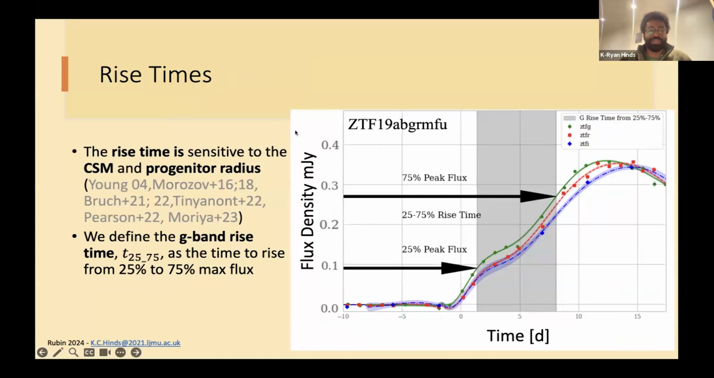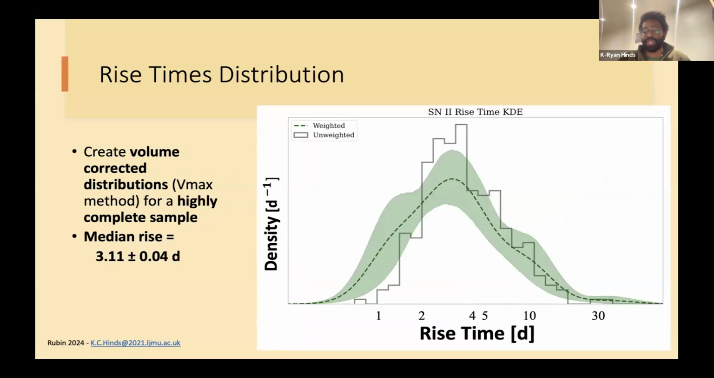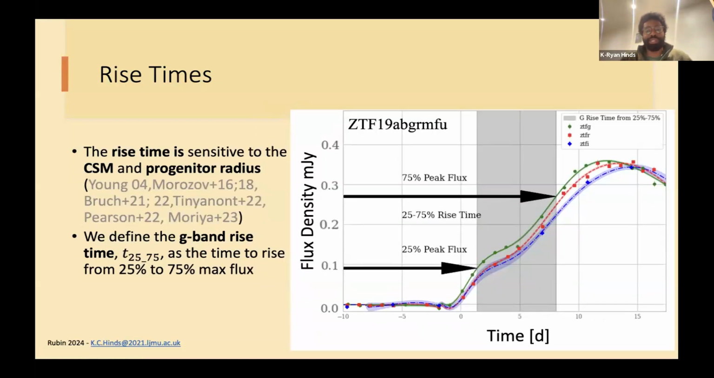So to do this, we've defined the G band rise time as the time from 25 to 75% of the max flux. That really tries to measure the time which we think the CSM is going to be most important, because as we know, it gets swept up as the ejecta moves through the CSM, and so we're trying to use this rise time as a signifier of CSM, as we think a dense CSM will brighten the luminosity, so make it more luminous at peak and decrease the rise time.